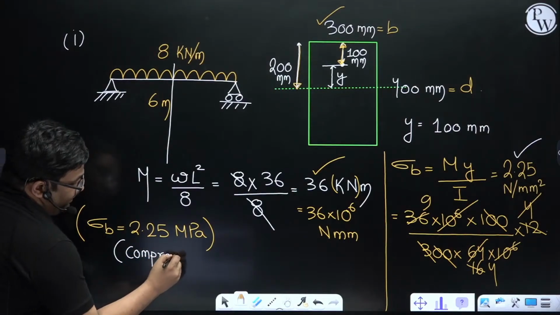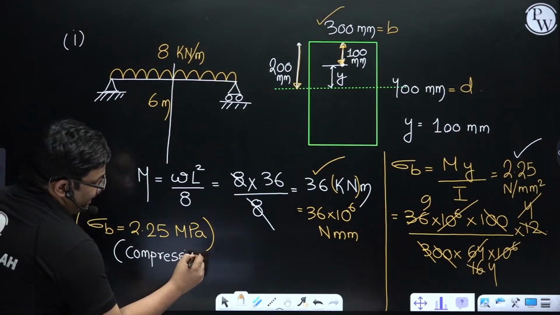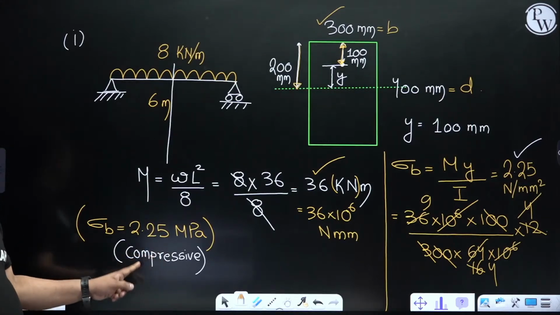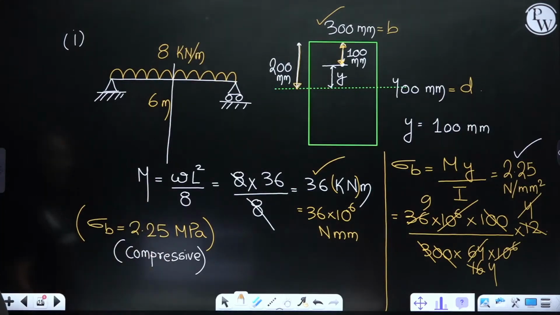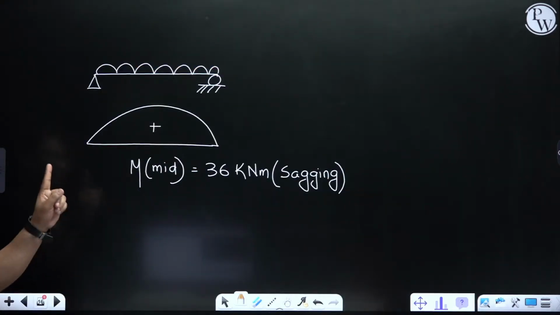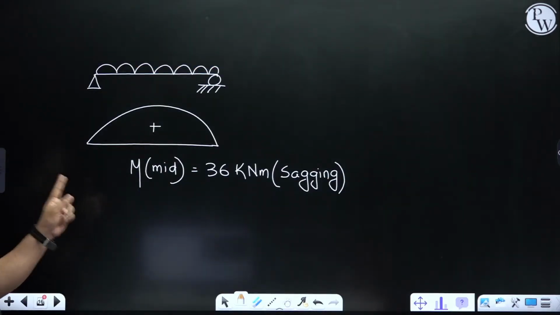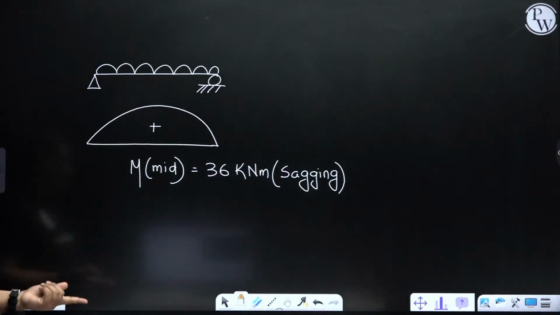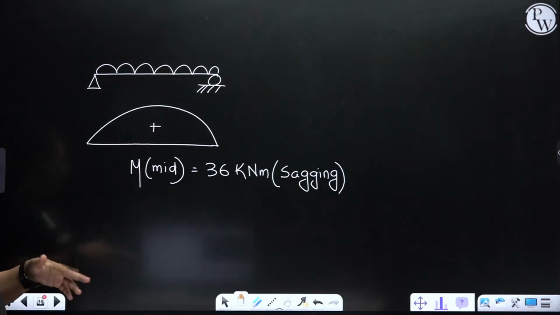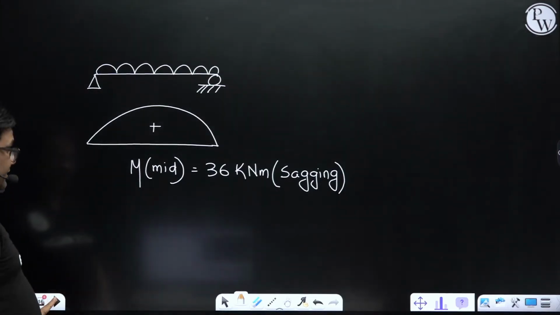Sometimes in the examination, they will give one option 2.25 compressive, one option 2.25 tensile. So don't get confused. First of all, see which kind of moment it is. If it is positive bending moment, above neutral axis, compressive, below neutral axis, tensile, right? Because it is sagging, and in hogging the opposite. So remember this, okay?